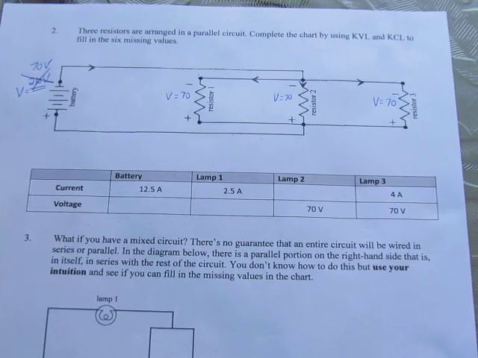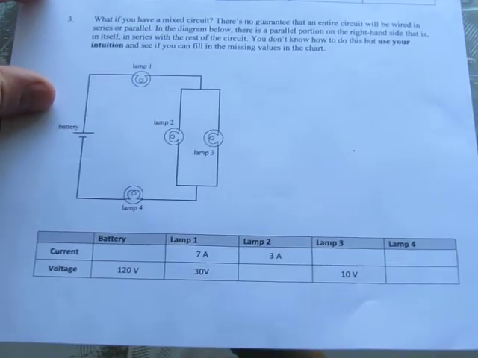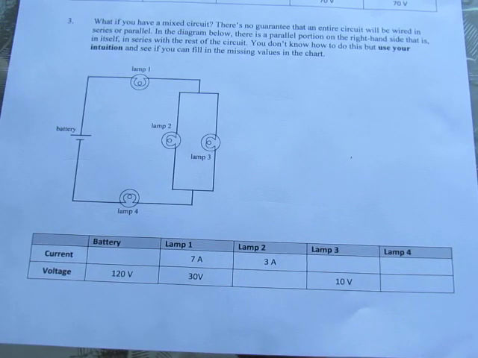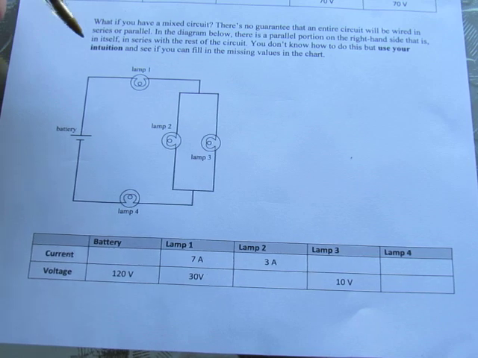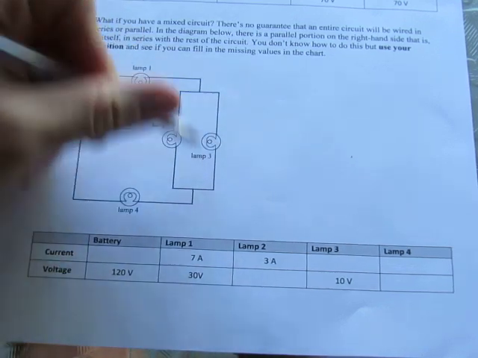Now finish off the rest of the chart. Do the current. And then finally, for those of you that have done this before, you're probably going to find this really easy. For those of you that haven't, you're not even going to know whether you're doing this right. Try a question which is a mixed circuit.